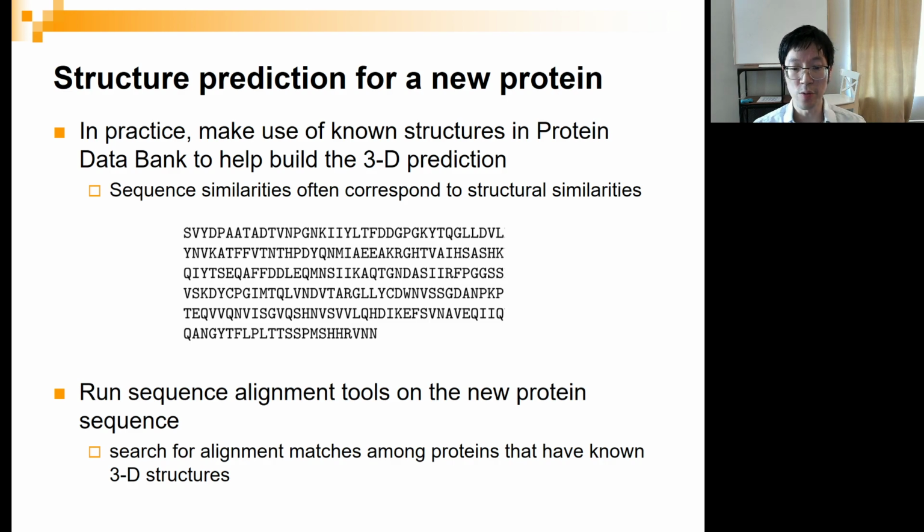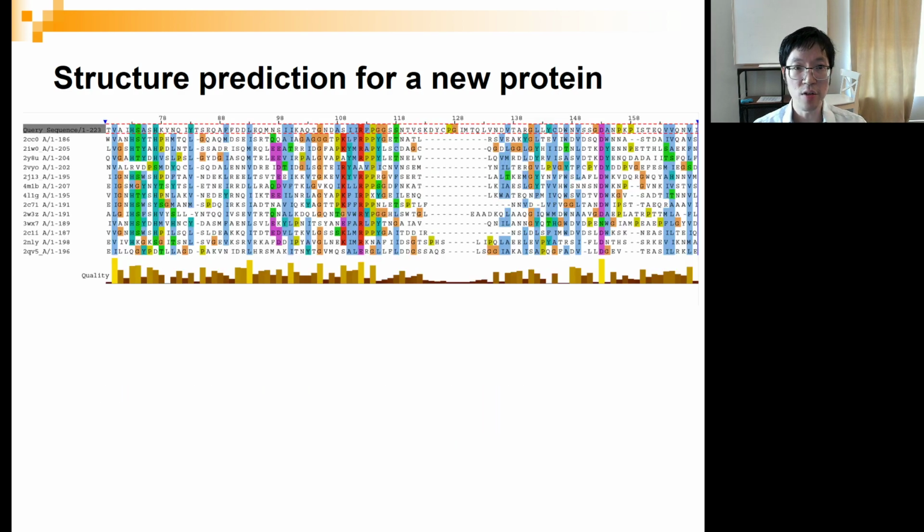Essentially, we're looking for existing protein sequences that have significant similarity in sequence to proteins where we already know their structure. After doing that, here's an example of a picture. On the top is the new sequence that we're trying to study, and then on the subsequent rows are some matches that are output by a sequence alignment tool. That tells us what are some sequences that have some sequence identity and similarity with this new protein that we're trying to study.